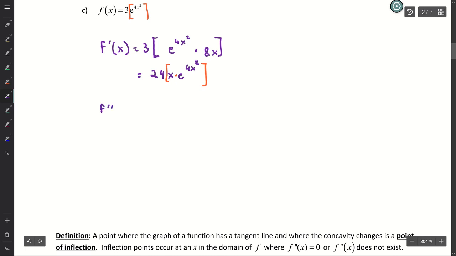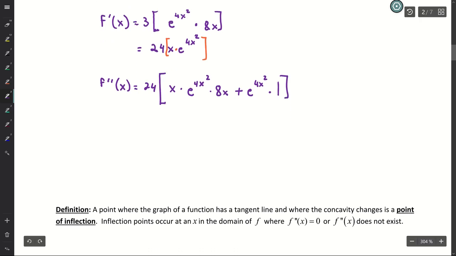The 24 we can keep out in the front, but then we're having to use product rule on the inside. So we're going to say first times derivative of the second, and that's natural log of e, which is just 1, the exponential itself, so e to the (4x) squared, and then derivative of the power, which is 8x, and then plus, keep the second, so e to the (4x) squared, and then derivative of the first, derivative of x is just 1. Okay, so we have to be really careful there, and then we want to simplify this down.